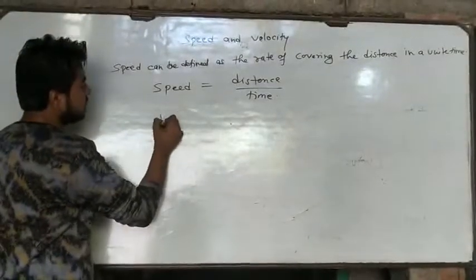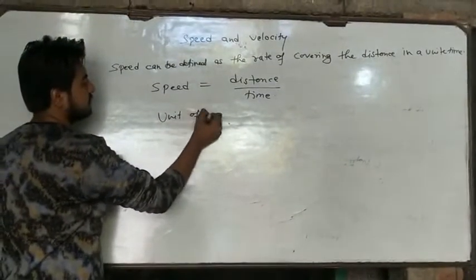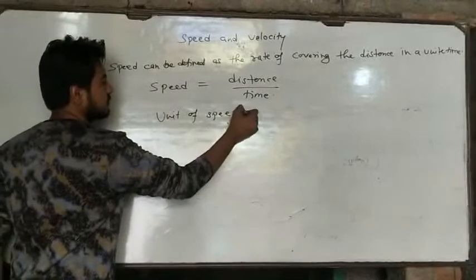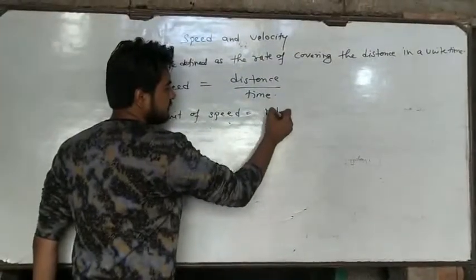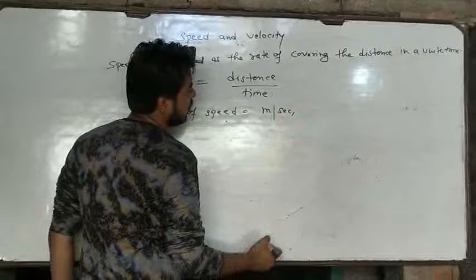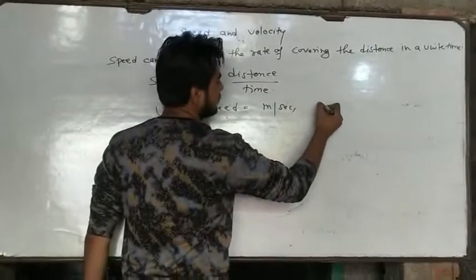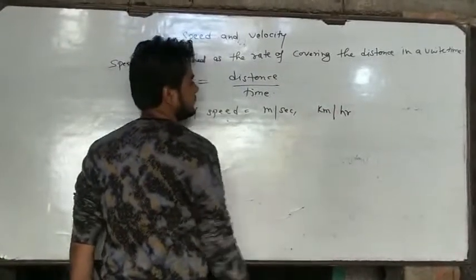And the unit of speed is meter per second or kilometer per hour.